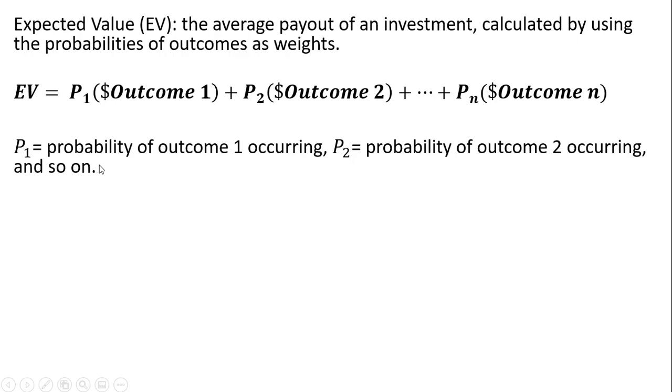P subscript 1 is a probability of outcome 1 occurring. P subscript 2 is a probability of outcome 2 occurring, and so on. And each of these probabilities, or you can think of them as weights, is being multiplied by the investment payout. The sum of all the probabilities must equal 1.